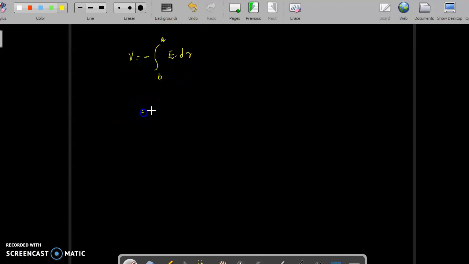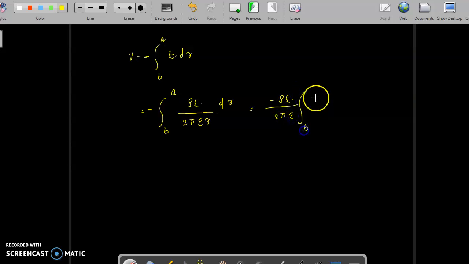Now if I substitute the expression of E here, this becomes the integral from B to A of rho L upon 2 pi epsilon times dr. So rho L upon 2 pi epsilon we can take out, so this becomes minus rho L upon 2 pi epsilon, integral from B to A of dr, with a term 1 by r here.